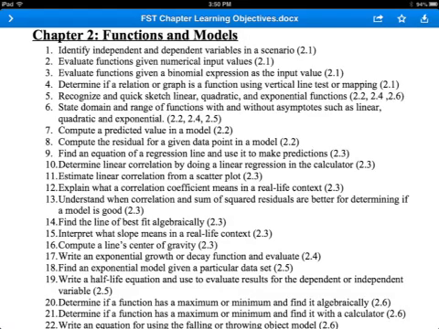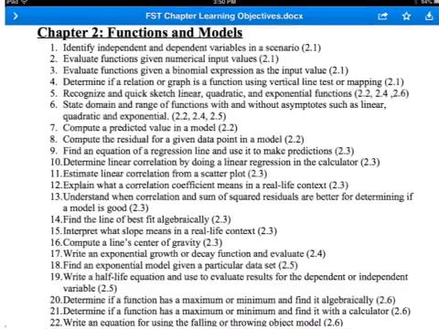Now in Chapter 2 we're going to talk about functions and models. So if you liked Algebra 2X content, this chapter is right up your alley. The first section covers 4 objectives, and it's these first 4 right here. 3 of them you're going to be very familiar with. That's going to be 2, 3, and 4.